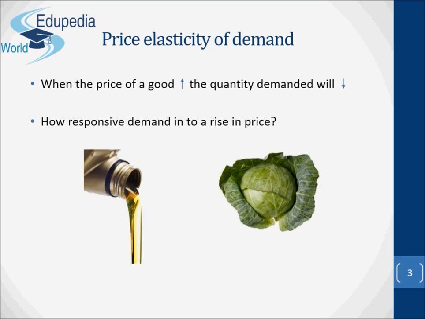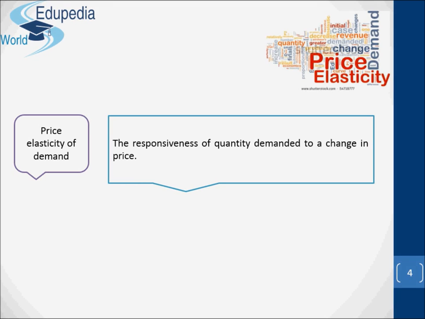In the case of cabbages, however, a rise in price may lead to a substantial fall in the quantity demanded. The reason is that there are alternative vegetables that people can buy. Many people, when buying vegetables, are very conscious of their prices and will buy whatever is reasonably priced.